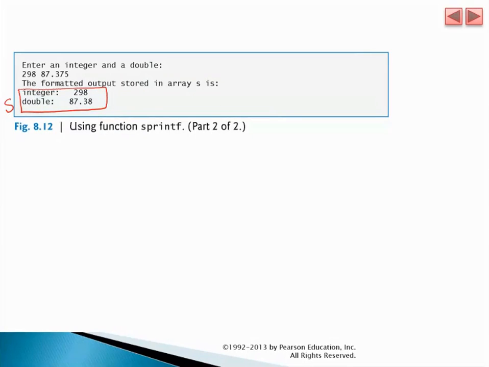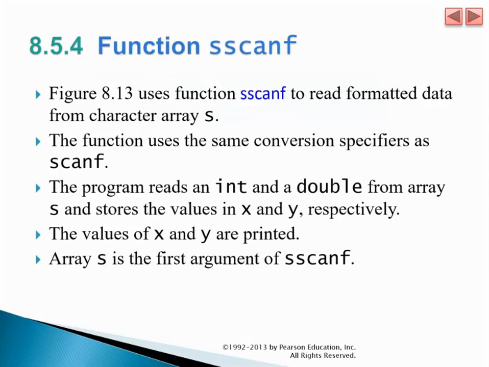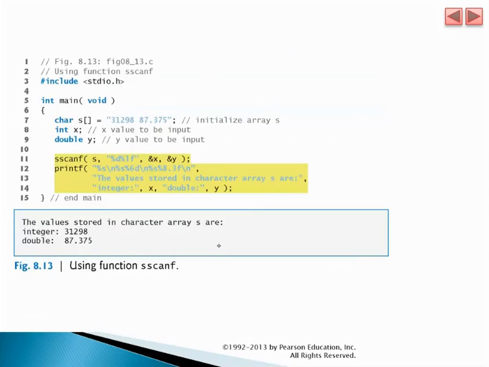So sprintf is used to print something inside the array. Okay. Now let's talk about sscanf. sscanf is used to take input from the array.